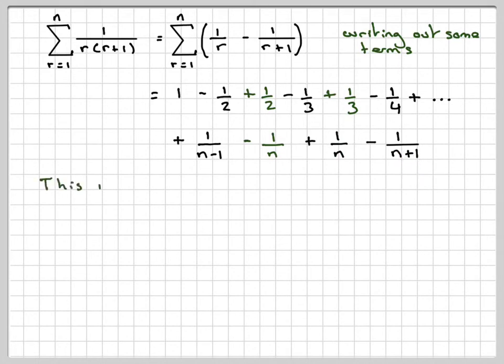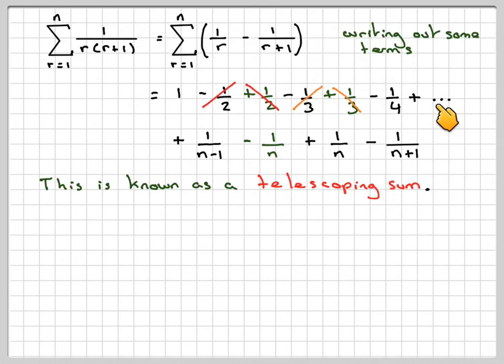Okay, this is known as a telescoping sum, because what happens is this: if we're adding these together, minus a half and a half will cancel each other out, minus a third and a third will cancel each other out, minus a quarter and the next term would be plus a quarter, that will cancel out, and then so on. And the term before this one here will be minus 1 over n minus 1. And therefore minus 1 over n and plus 1 over n will cancel out. So the whole thing has collapsed apart from the first term and the last term.